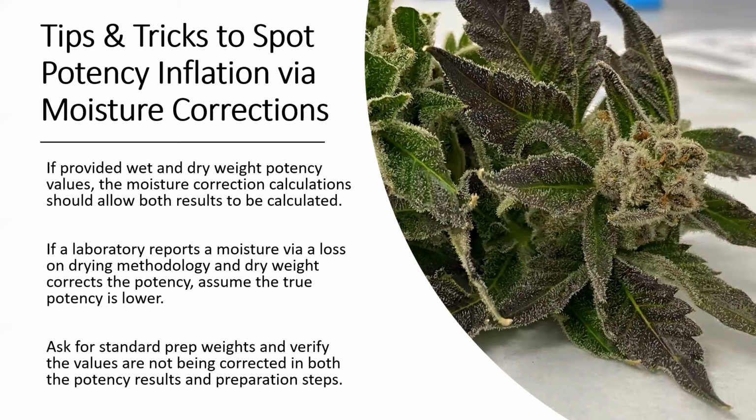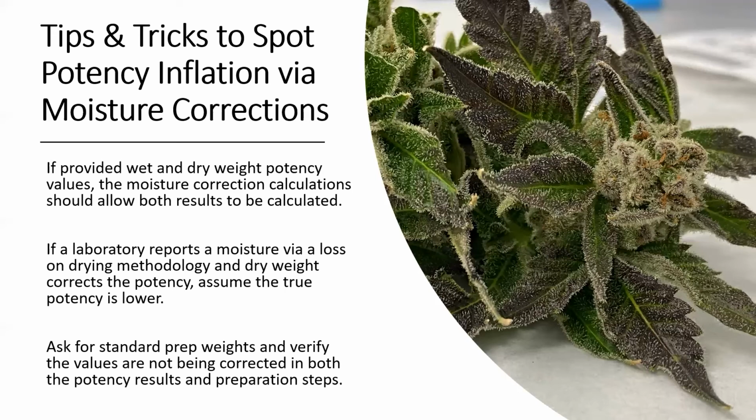And if you are not able to do that, that could be an indication that something is being done incorrectly. Additionally, if a laboratory is reporting a potency that has been dry weight corrected and the methodology used to obtain moisture was loss on drying, it's best to just assume that the true potency is lower than what is actually in the sample. So while an increase of 3% THC may not seem like a big deal to some, it is negatively impacting the cannabis market right now, and it's causing consumers to pay more for bud that does not contain the amount of THC that the label claims.